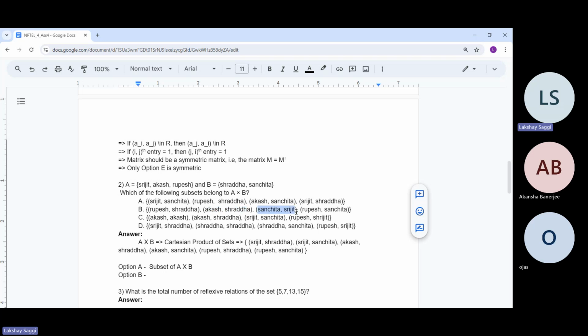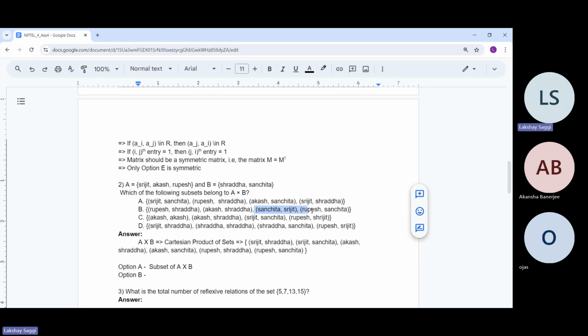And Sanchita, Srijit. So note the set A cross B. We see that Sanchita, Srijit is not present in the set A cross B, but Srijit, Sanchita is present. So this is a very important distinction, guys. I want you to keep this in mind: these two pairings are actually different. Sanchita, Srijit and Srijit, Sanchita are different entries because we have defined the set as A cross B, so the first element should belong to the set A and the second element should belong to the set B.